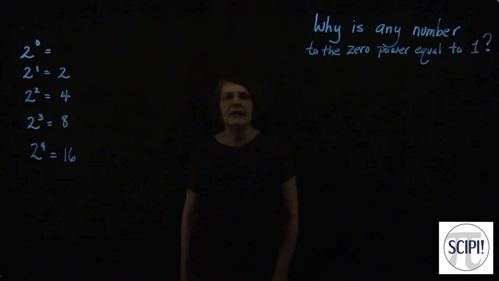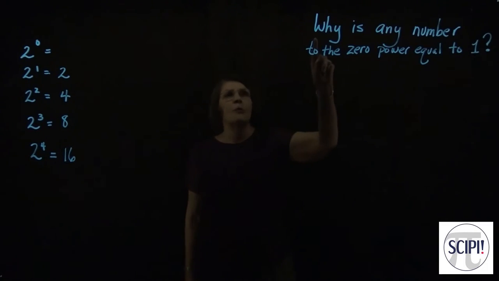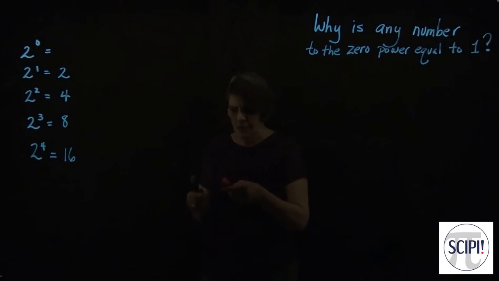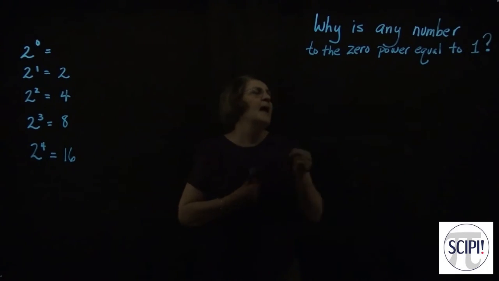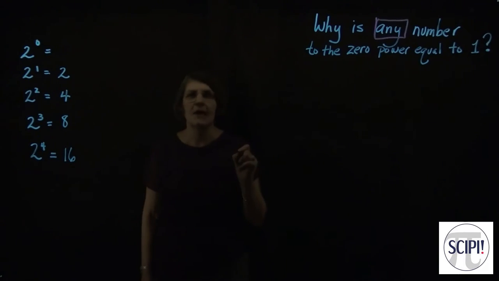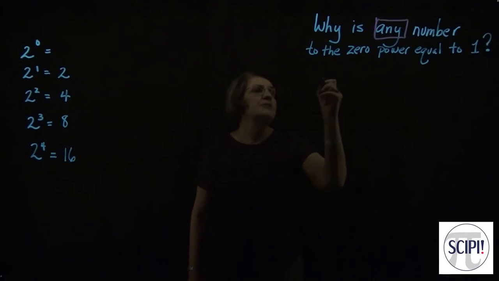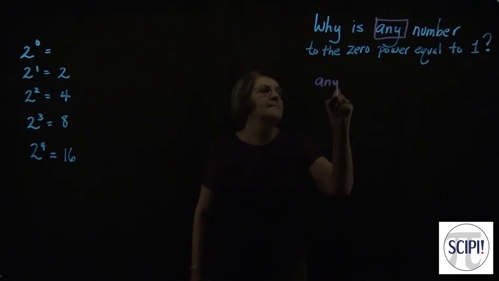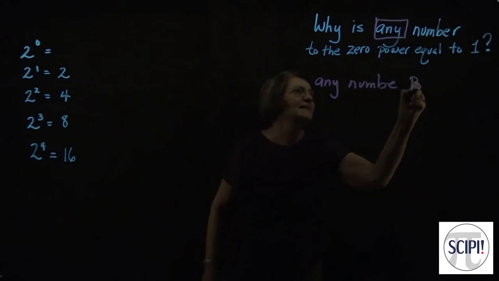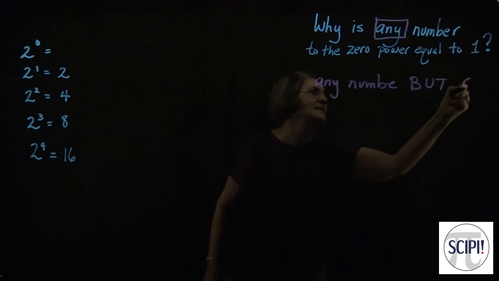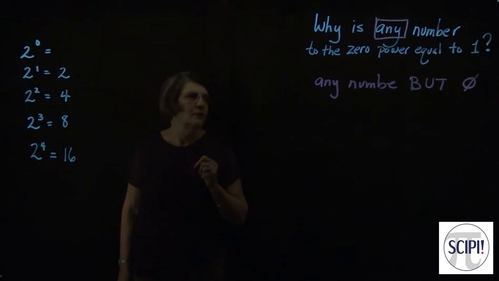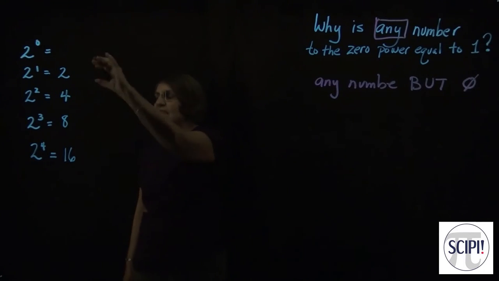If you remember in a previous video, we answered the question, why is any number to the 0 power equal to 1? And I really need to go back and explain that word any. We want it to be any number, and there's a but in this, but 0. Now, why is that? Why will this not fit the pattern?